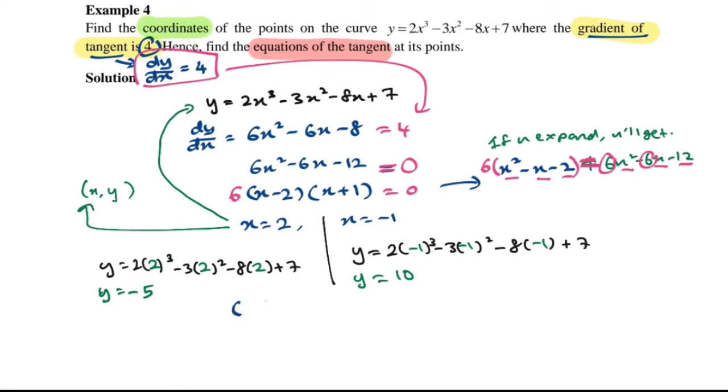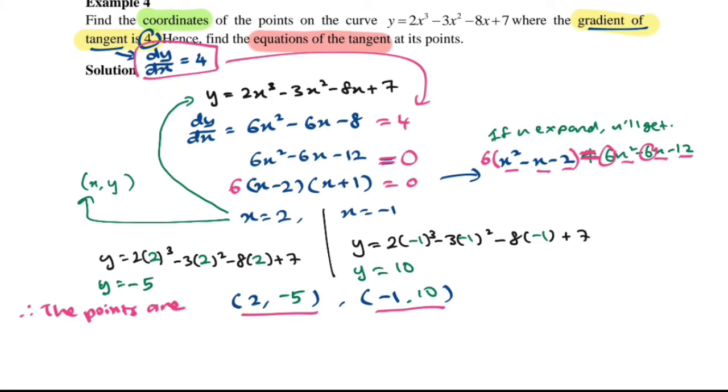So the first coordinate is 2, negative 5. The second coordinate is negative 1, 10. So the coordinates of the points on the curve which have the gradient equal to 4 are 2, negative 5 and negative 1, 10. Next is to find the equation of tangent at these points.